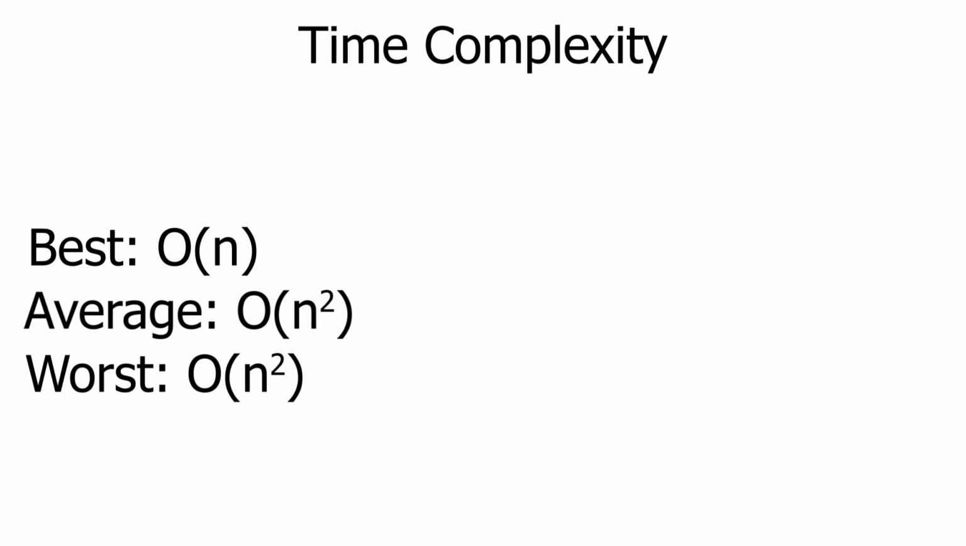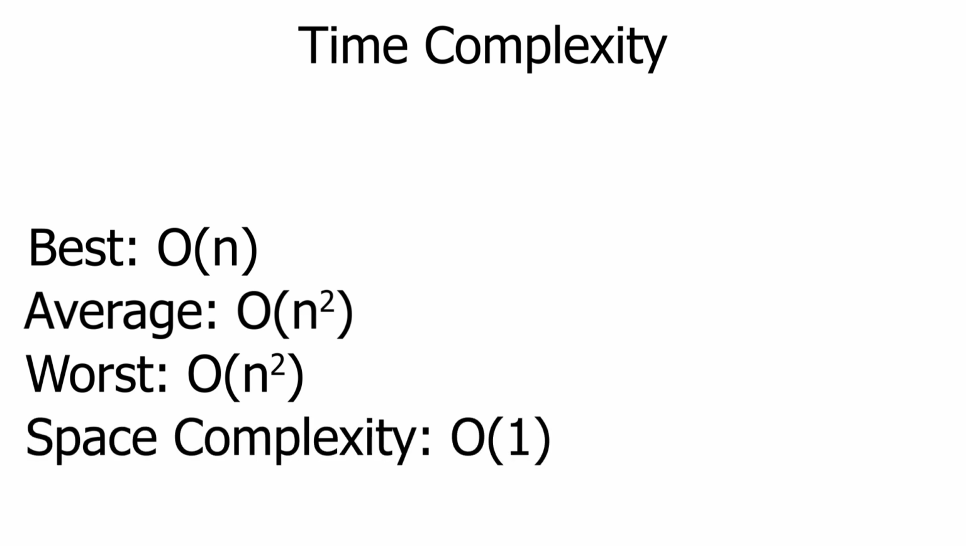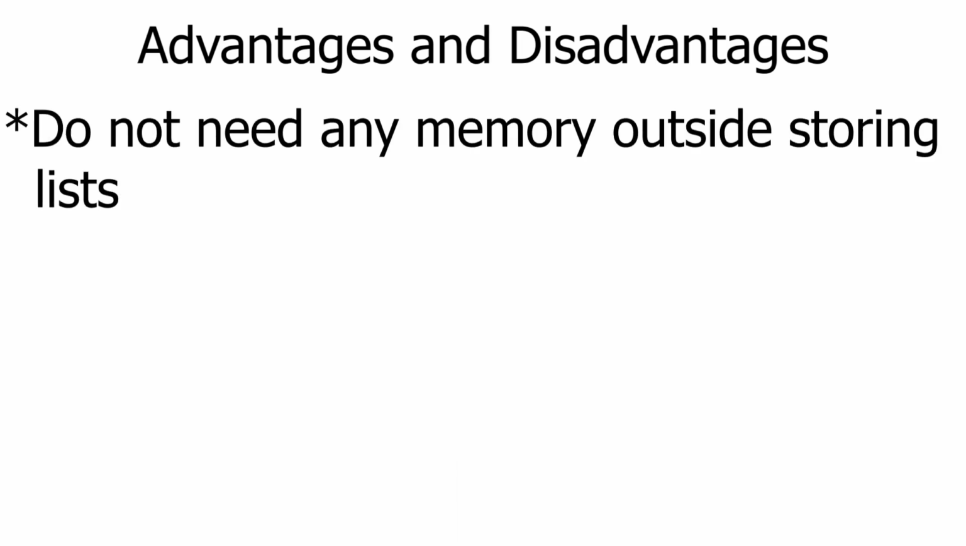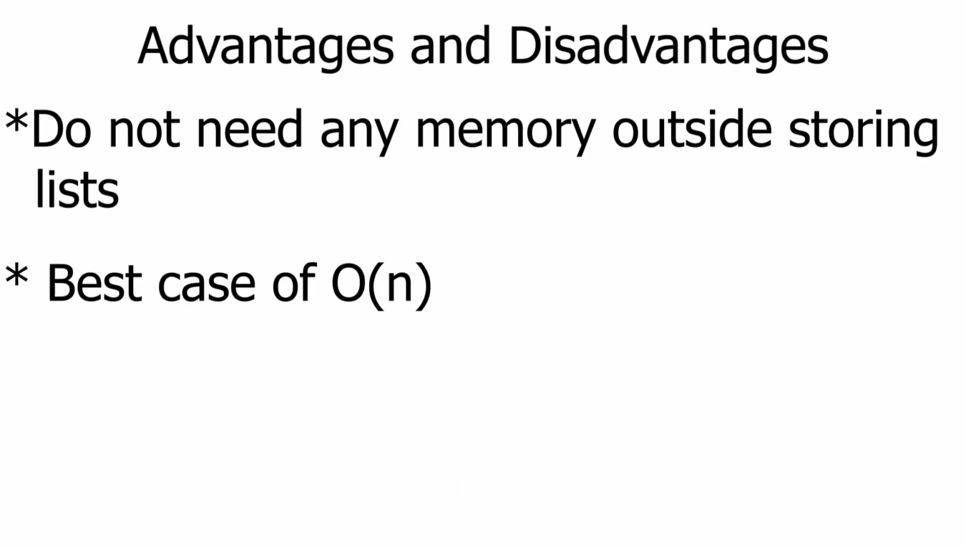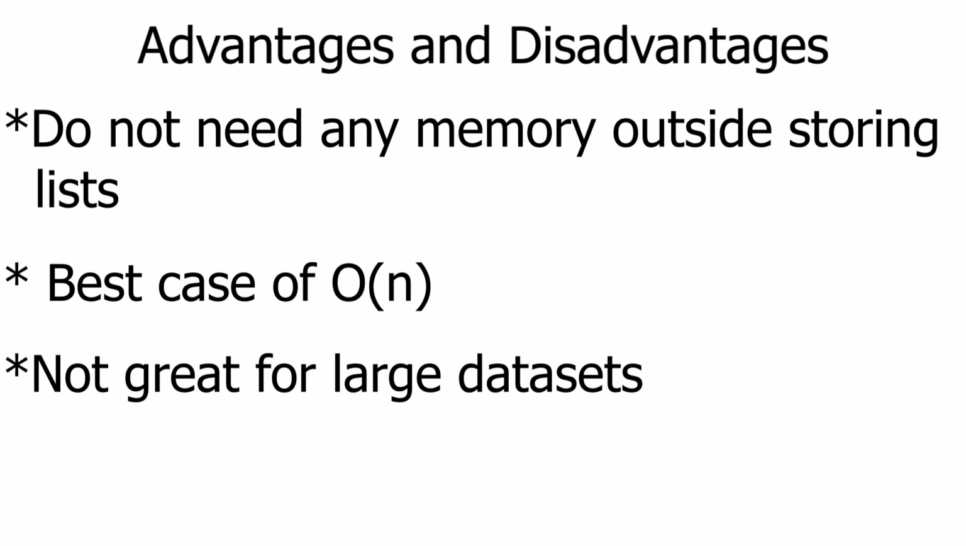Like selection sort, because we have no extra variables to keep track of, we have a space complexity of O(1). With how we sort the list and just making comparisons, we don't need any memory outside just storing the list, and with how efficient it is with the best case of O(n) for a sorted list, we can use this instead of the selection sort. It still falters like the previous ones when it comes to large datasets though, with the worst case of O(n squared) being a common problem that our next algorithm should fix.